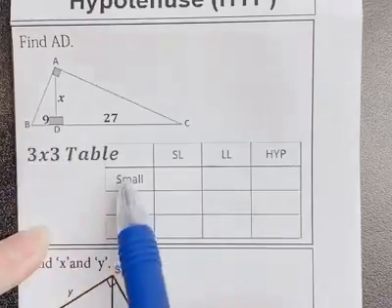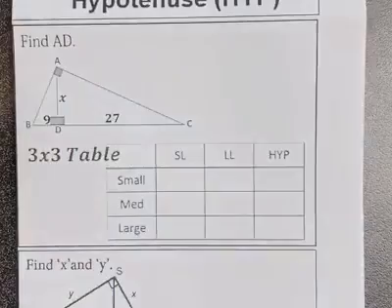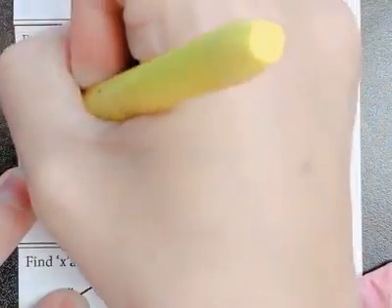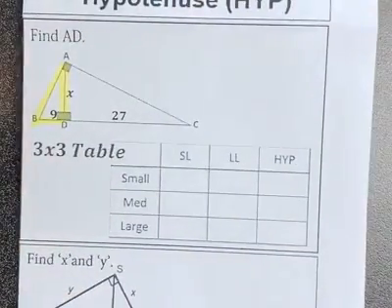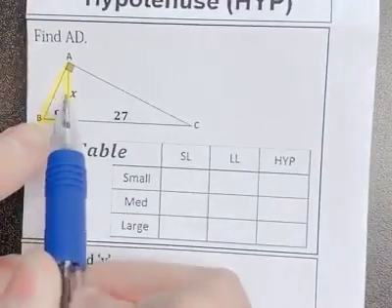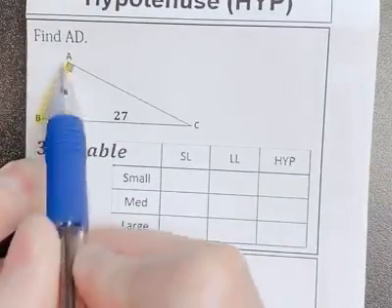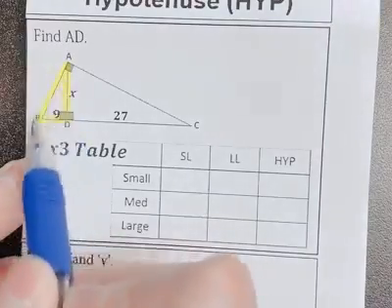Okay, so let's take a look at the small right triangle real quick, and that's this one right here. If it helps, you can use a highlighter and highlight the small right triangles. If you look carefully, the small right triangle has a short leg, a long leg, and the hypotenuse. Remember, the hypotenuse of a right triangle is always the longest one.